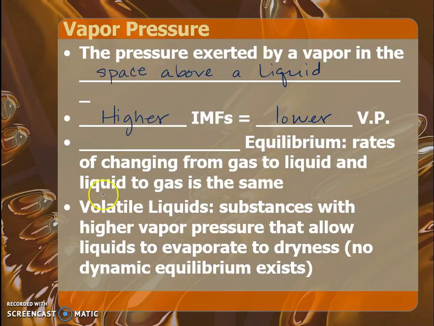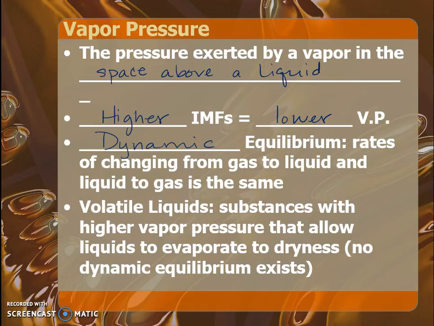All right, so this will create what we call a dynamic equilibrium. And a dynamic equilibrium just means that the rates of changing from liquid to gas and gas to liquid are the same. Okay, equilibrium meaning that what one is doing, the other one is doing opposite at the same time at the same rate.